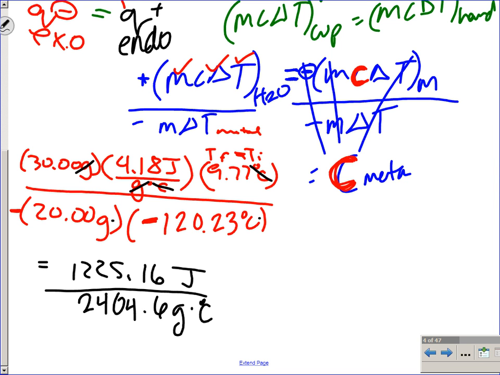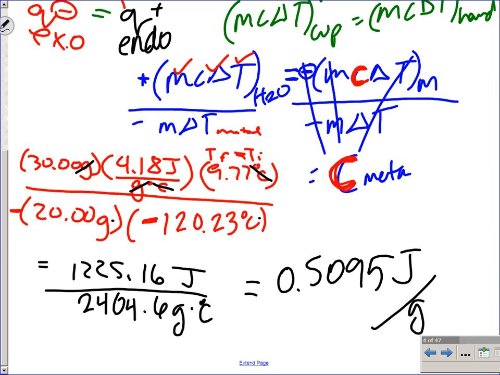Guess what joules divided by grams degrees Celsius is supposed to represent? Specific heat capacity. It's just a weird unit, like the R unit was in gases. This is the weird unit in thermochemistry. So now calculate, for real calculate. I think that's what Cassie, you were trying to tell me. What is it? 0.5095 joules per gram degree C, because none of those units at the end will cancel.